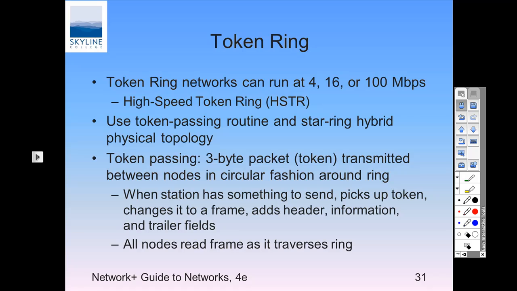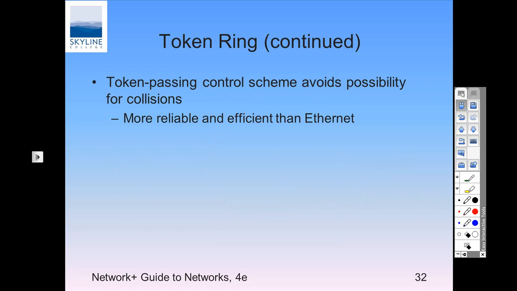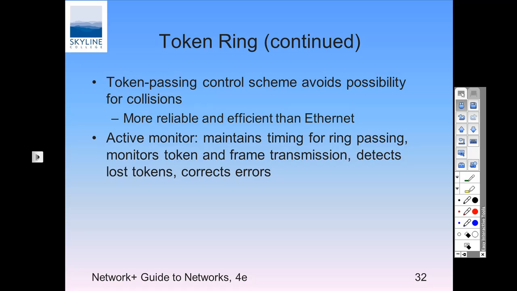The token, we've talked about, is a 3-byte packet transmitted between the nodes in a circular fashion in a ring. If a station has something to send, it picks up the token, changes it to a frame, adds header information, and puts it on the wire. So you have to have the token in order to transmit information. This avoids collision, but we already figured out how to do that by using the switch network, right? Generally, switch networks are much, much simpler to manage, because if you put a device in the token ring, you have to add it to the ring, and how often does it get the token? There are a number of configurations that have to happen.